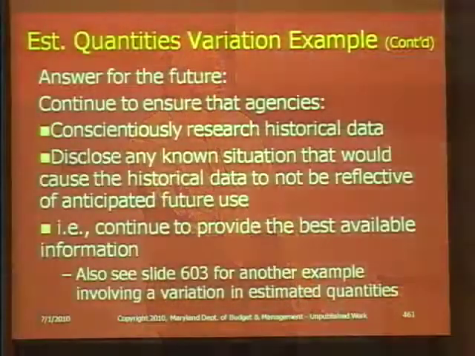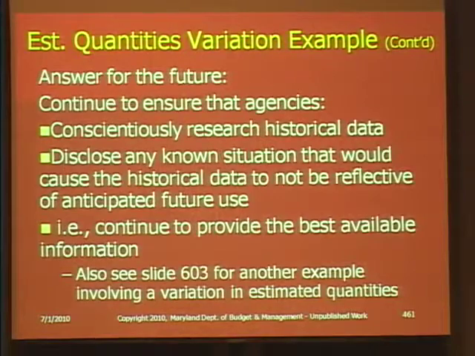Answer in the future: continue to ensure that agencies conscientiously research historical data, and disclose any known circumstance or situation that would cause the historical data to not be reflective of anticipated future use. Continue to provide the best available information. See also the slide for another example using variation.